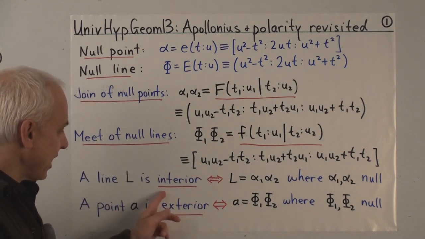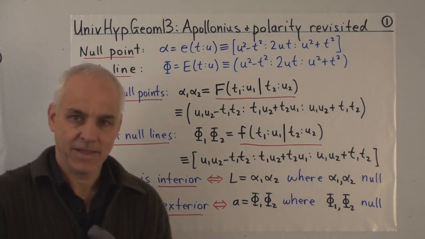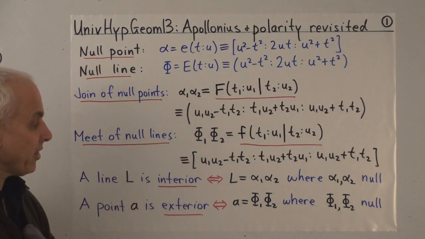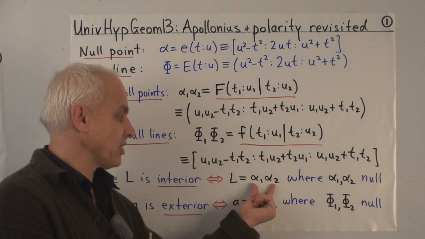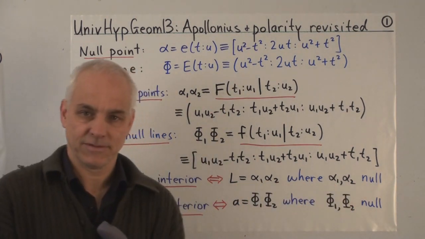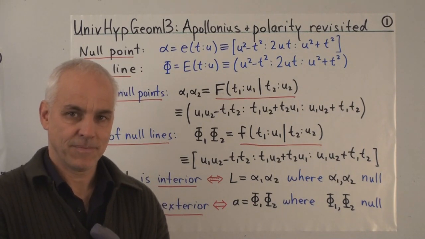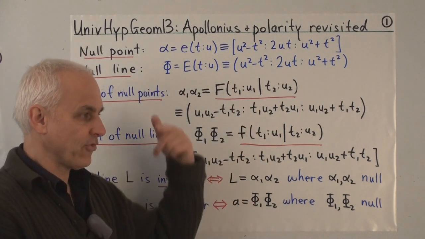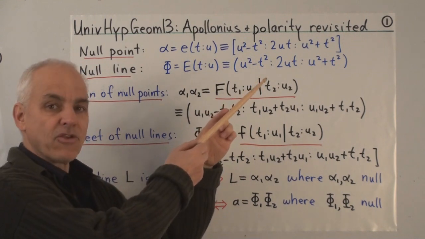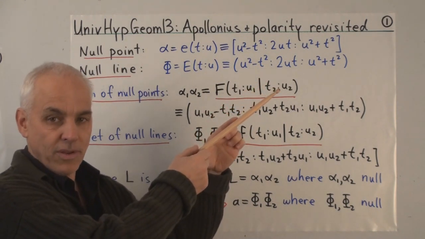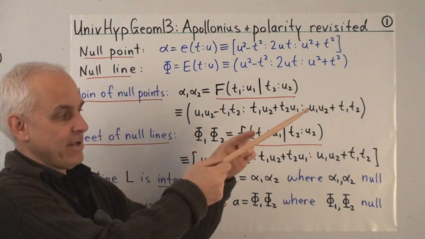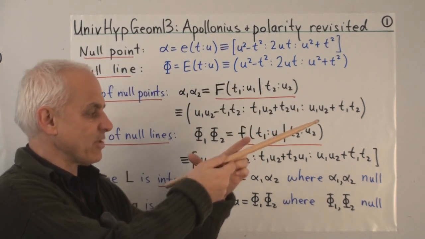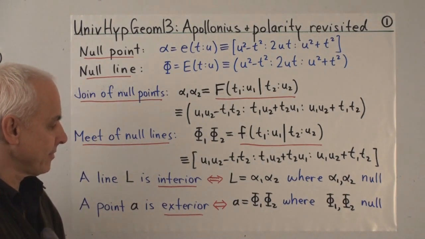Now let's introduce the idea of an interior line. Let's say that a line L is interior precisely when it's of this form, when it can be written as the join of two null points. In our diagram, there's the circle. It's simply a line that crosses the circle in 2 points. It's not outside, it's sort of inside. That's why we call it an interior line.